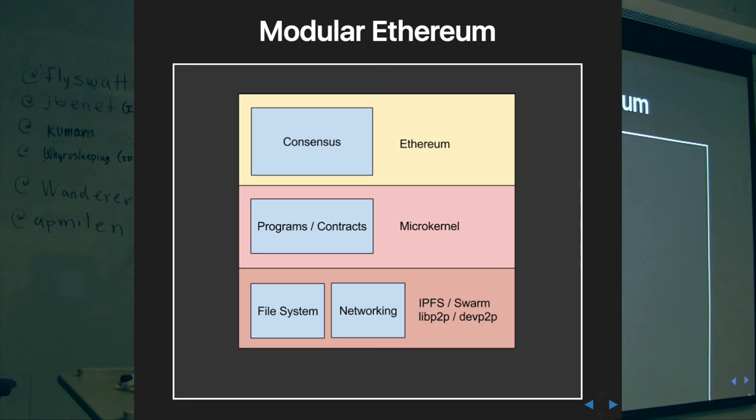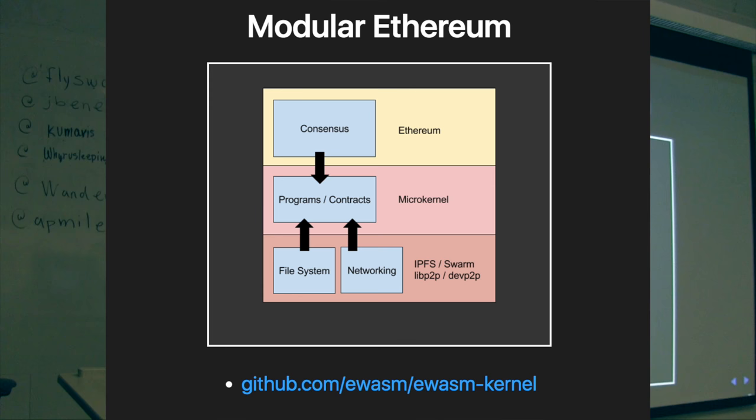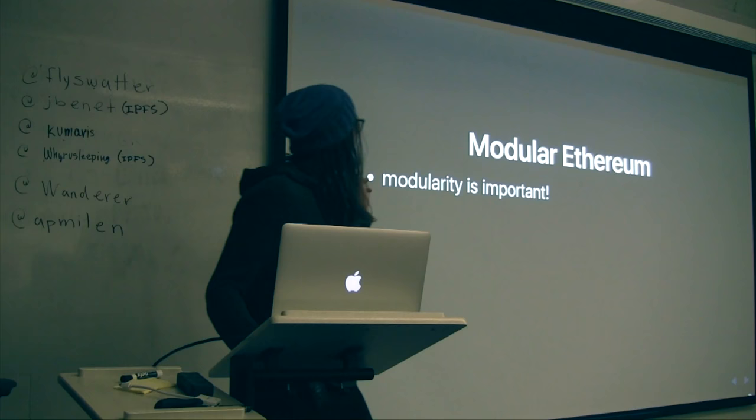And as the ecosystem grows and progresses, this is not fixed. We can move more and more into the microkernel layers, and more can just become user space programs. So yeah, modularity is really important.